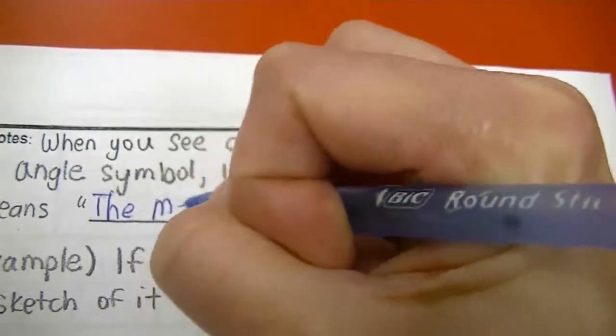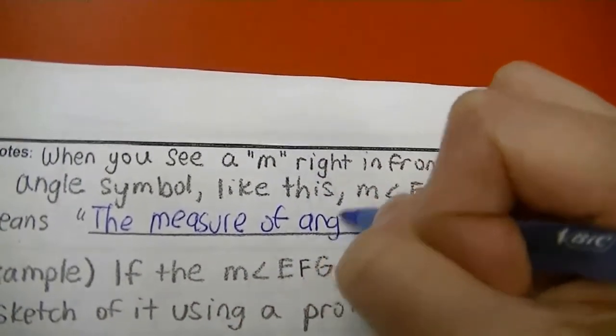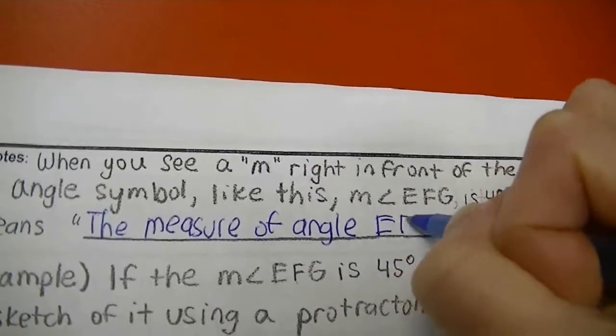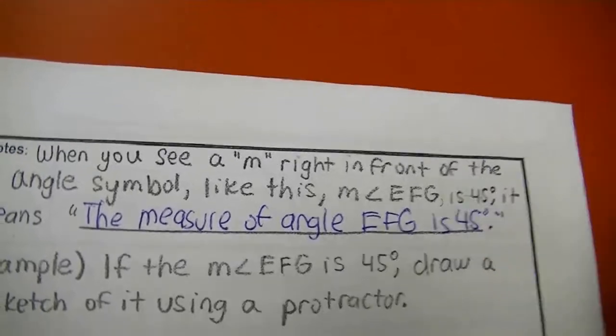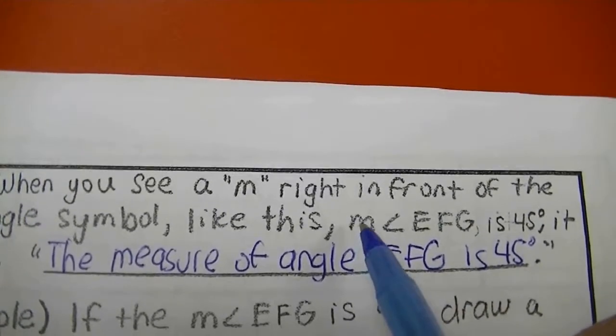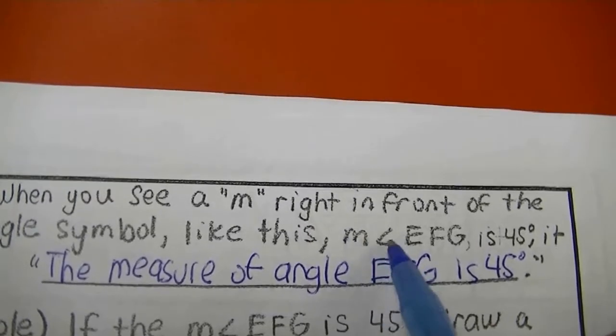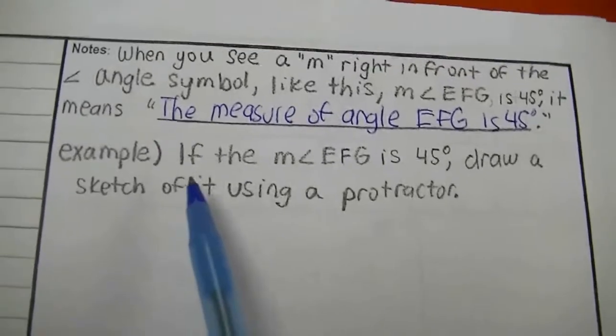The measure of angle EFG is 45 degrees. Okay, so when you see that, that means in the context of angles, measurement of angle EFG is 45 degrees. Okay, so here's an example.